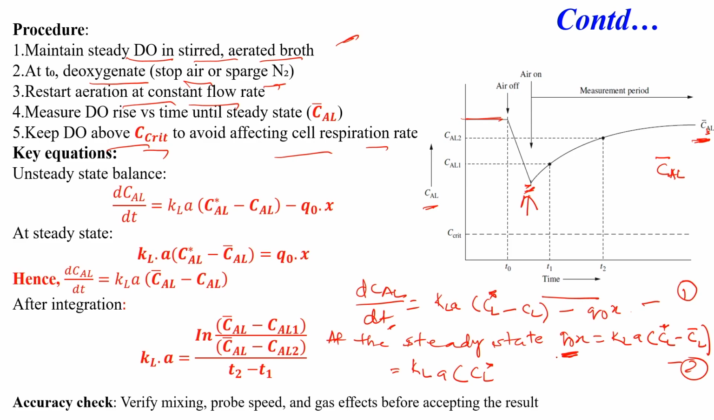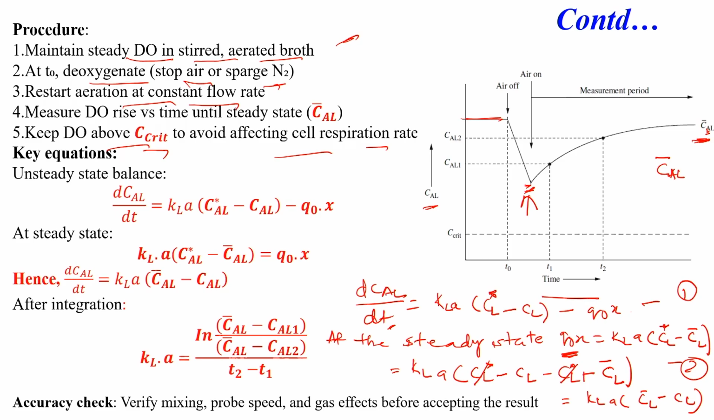CL star minus CL, minus CL star plus CL bar. So, CL star will be cancelled out. We do not require the CL star value for this method. This is what I discussed earlier. So, it becomes KLA into CL bar minus CL.